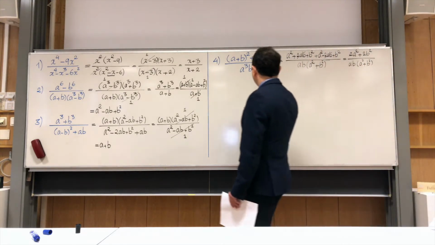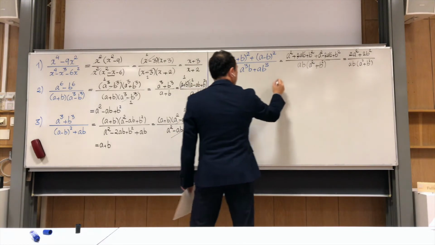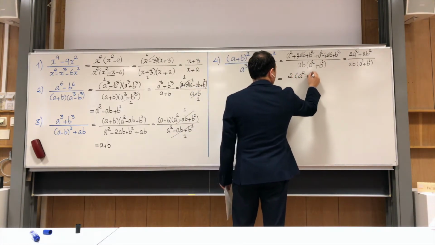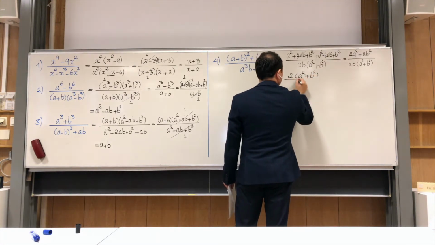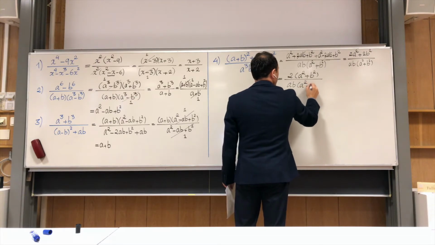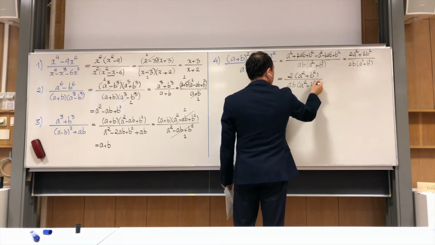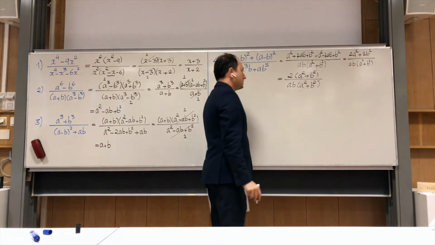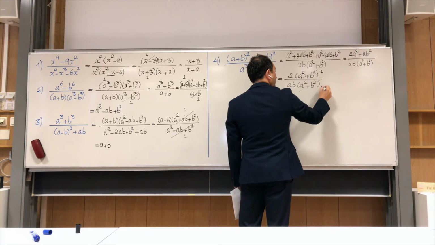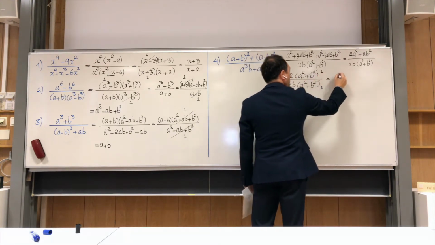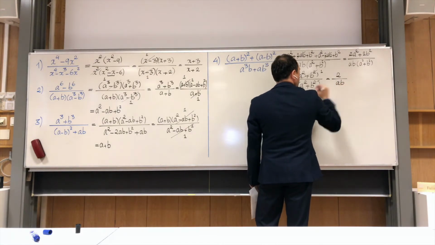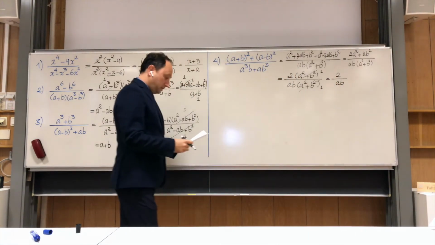So what is left for me is 2 times (a squared plus b squared), and then in the denominator, I will have ab times (a squared plus b squared). And then I can simply remove these because they are common factors now. So this is 1 left here and 1 left there. So 2 times 1 gives me 2, and ab times 1 gives me ab. And that is the end of this problem.